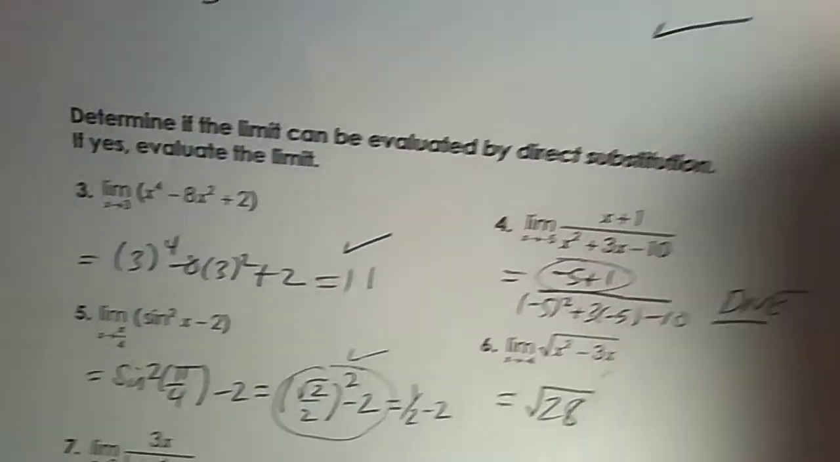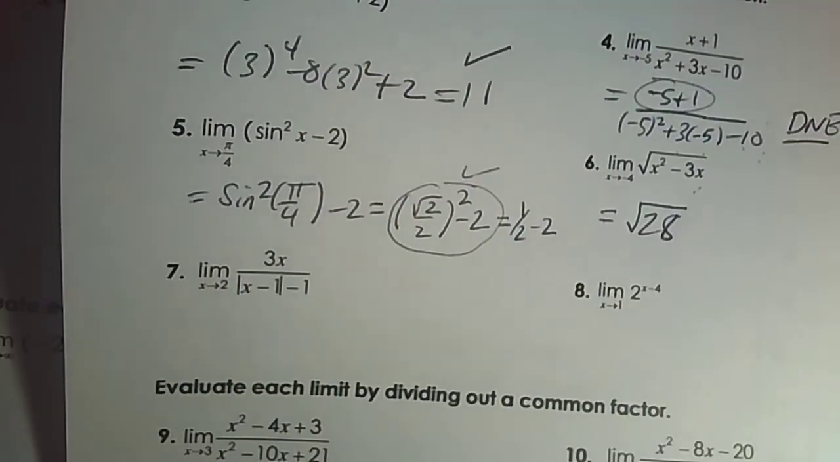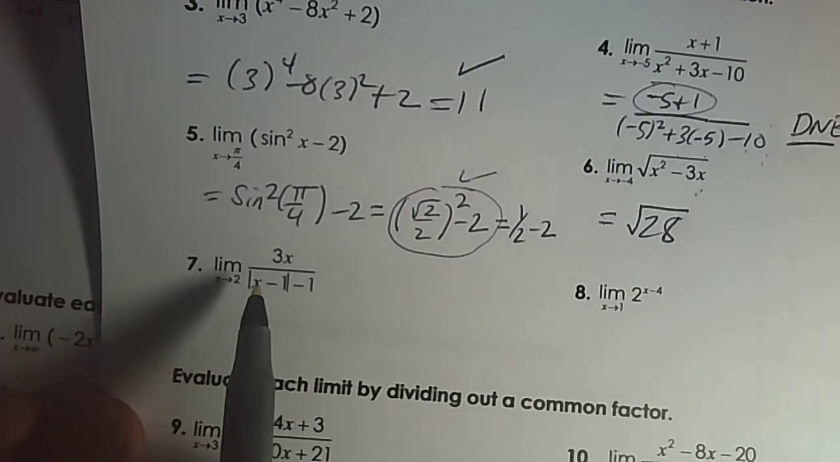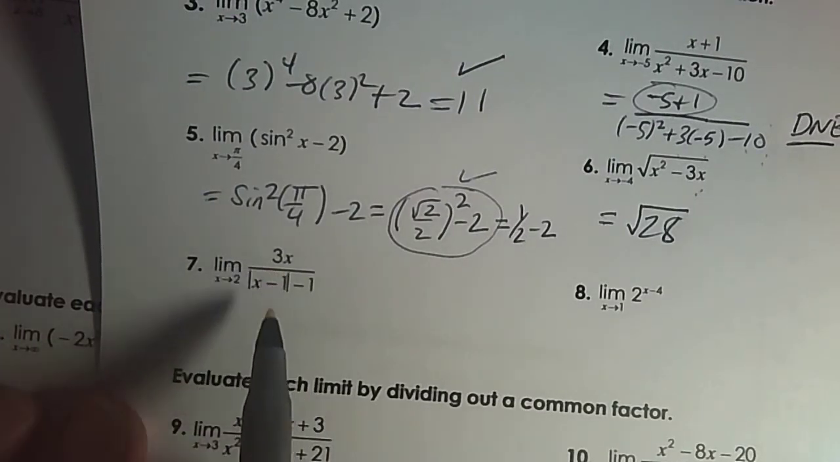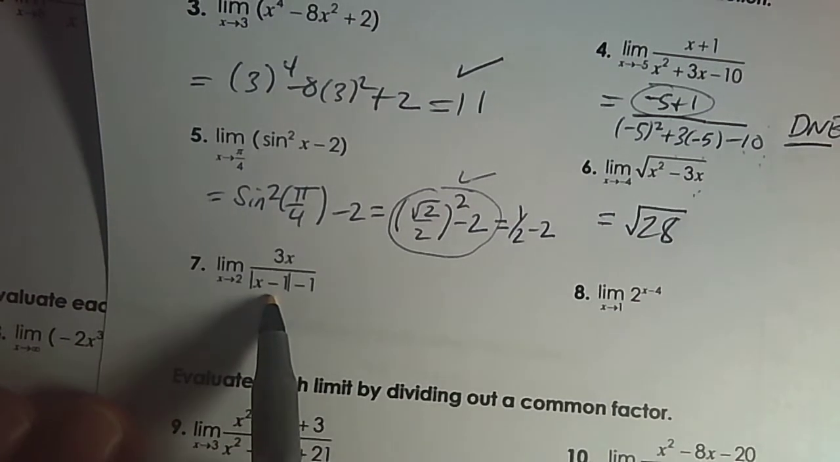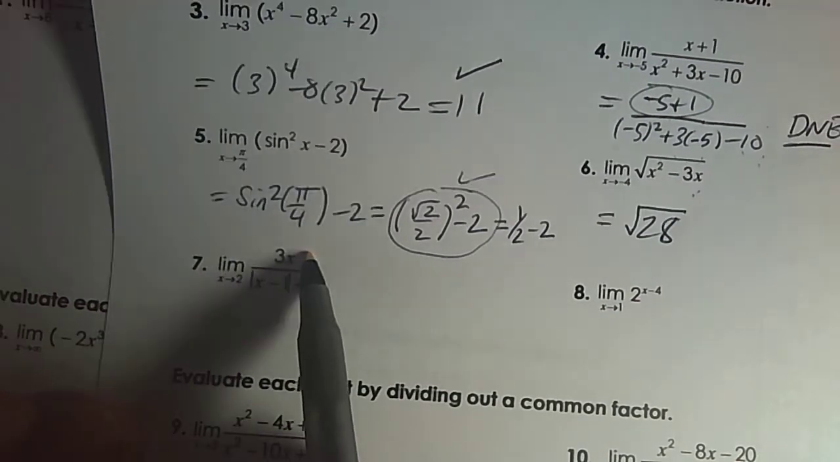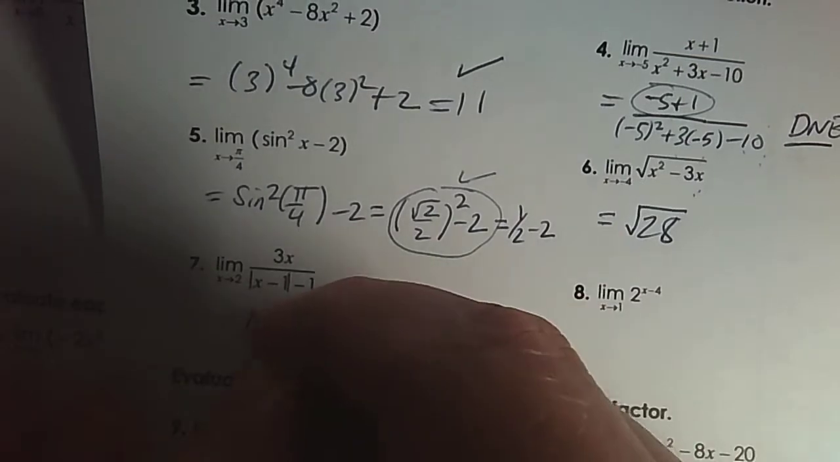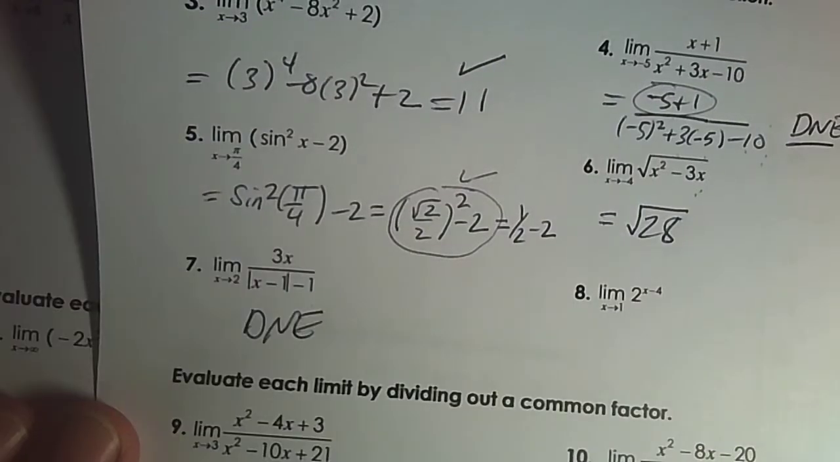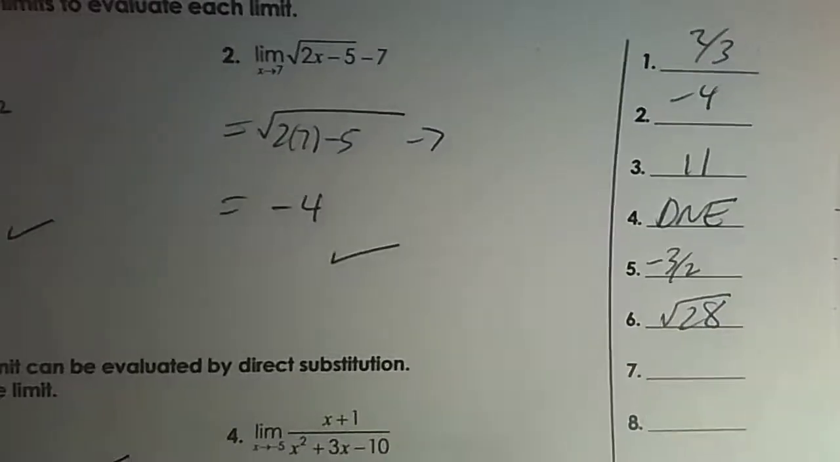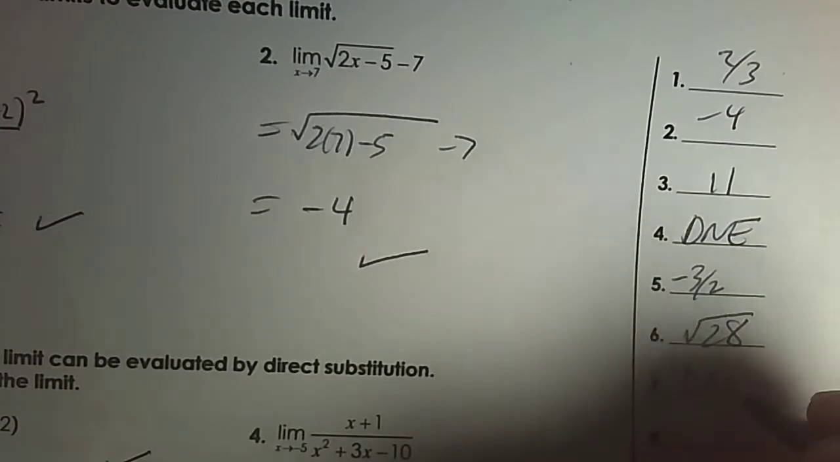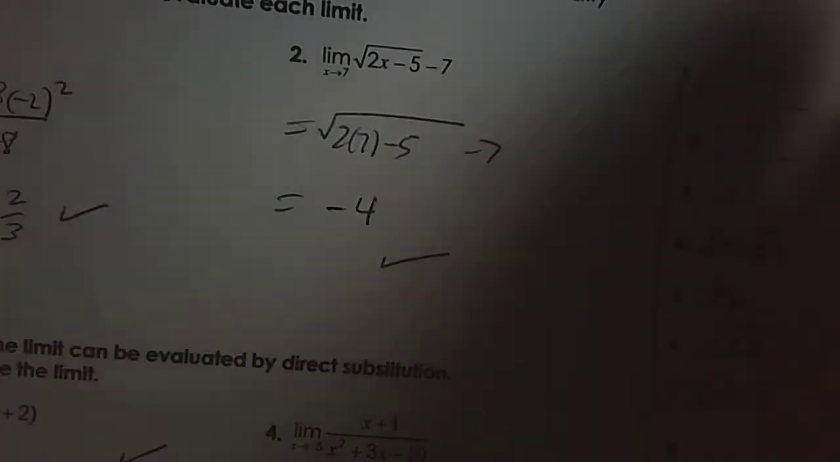Number 7, when you substitute in here, 3 times 2 is 6. 2 take away 1 is 1, and 1 take away 1 is 0. So 6/0. That means this limit does not exist. There's an asymptote there. Or maybe a jump. But either way, the limit does not exist. 8.